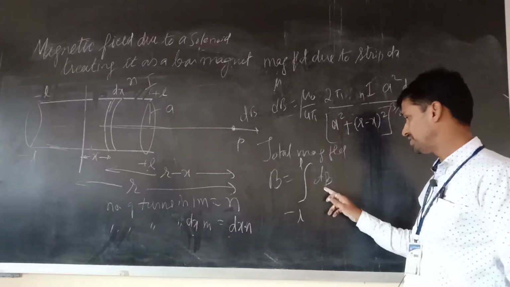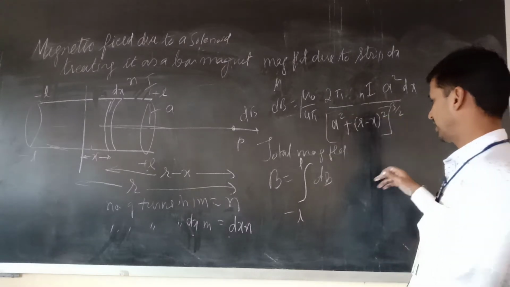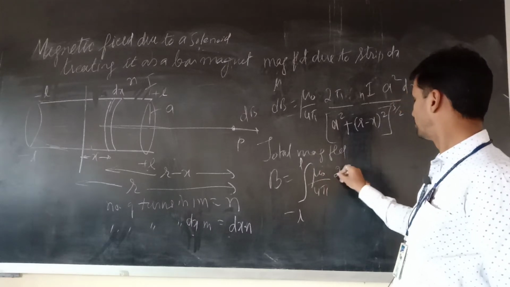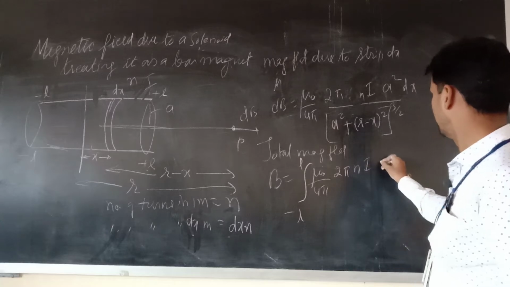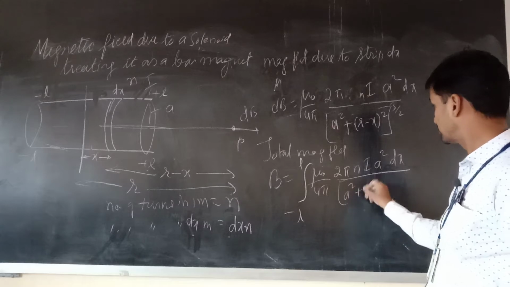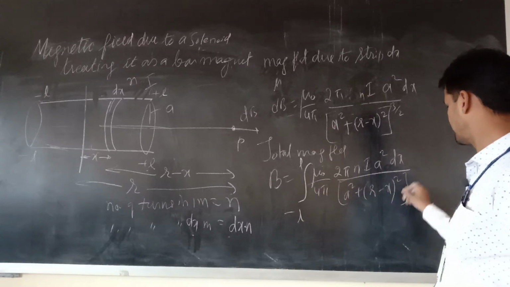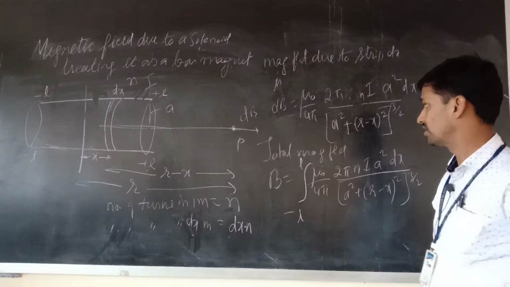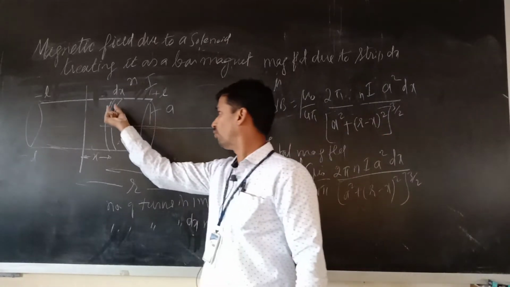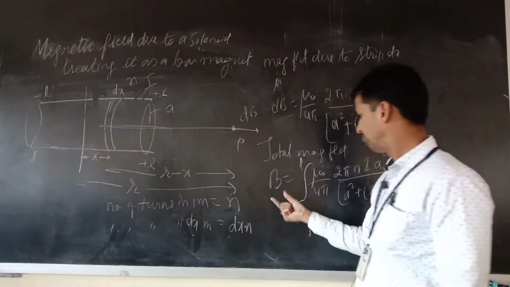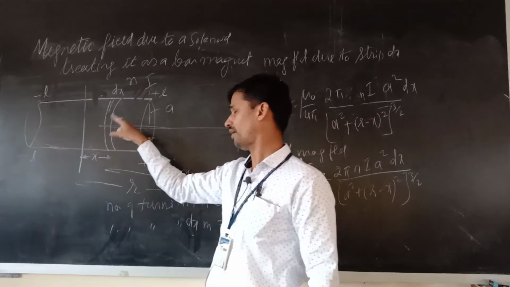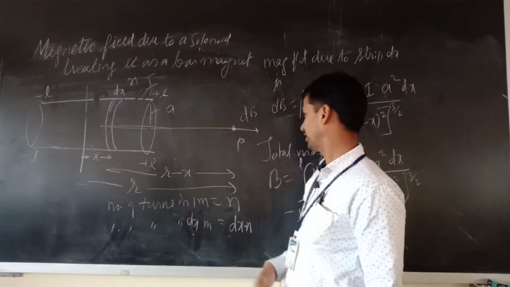But what is the value of dB, children? dB is equal to this entire thing; you write it. I'll write here only: mu naught upon 4 pi, 2 pi n I a square dx, divided by a square plus (r minus x) the whole square raised to 3 by 2. Children, concentrate. dB means the magnetic field due to only the small dx. B is the magnetic field due to the complete solenoid. All the coils, all the turns will contribute to the magnetic field B.